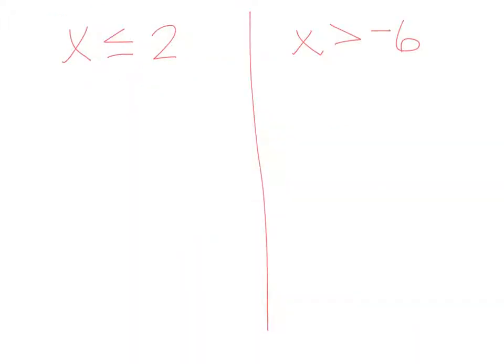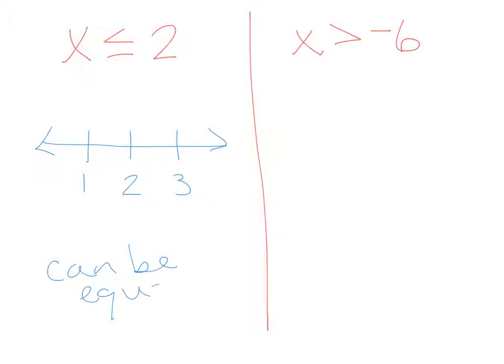Okay, so let's take a look at these 2 examples. I have x is less than or equal to 2. So since it can be equal, I need a solid dot.